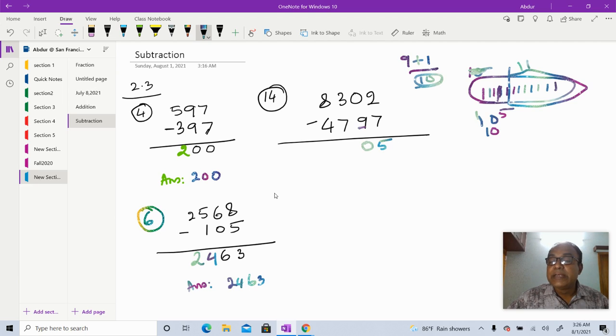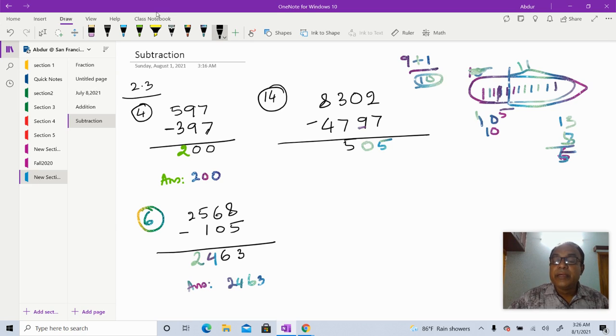Now you cannot take 3 away from 7, so you have to borrow 1 here. So it becomes 13. Now you can take 7 from 13, so you'll have 6. So it'll remain 6 here. And then actually we have 1 here, so it becomes 8. 8, so 13 minus 8 will be 5. So here it will be 5.